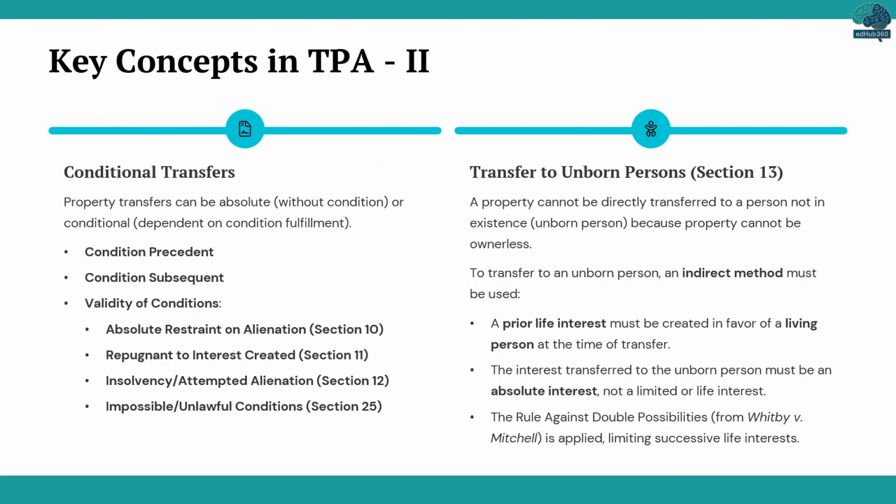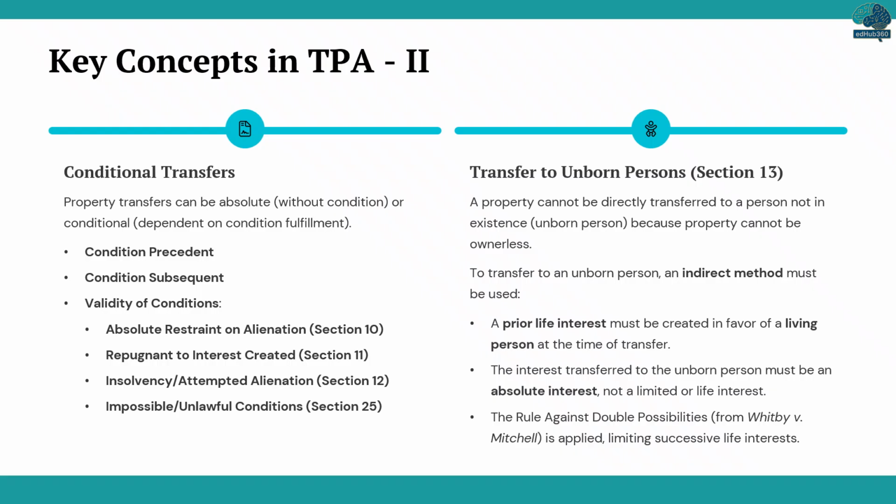Property cannot be directly transferred to someone not yet in existence. Instead, an indirect method is used. A prior life interest must first be created in favor of a living person, and the interest transferred to the unborn person must be an absolute interest, not a limited one.